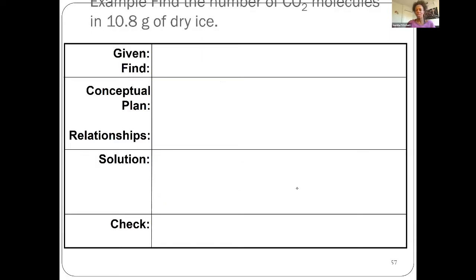Sorry, it's cut off a bit for you here, but I'll read it to you. It says find the number of CO2 molecules in 10.8 grams of dry ice. And dry ice is just simply the solid form of CO2. Okay, so let's ask ourselves, how many steps should this take? Well, I'm going from 10.8 grams of dry ice, or CO2, and I want to get to molecules of CO2.